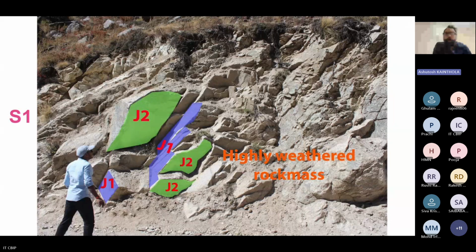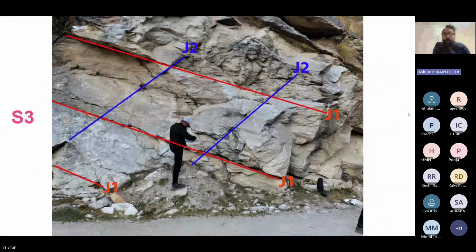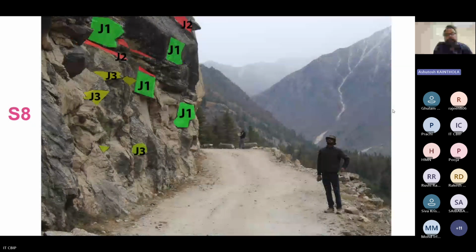Moving on to the next slide, please. Predominantly, we found three dominant sets of joints: J1, J2, and J3, dipping in a south and southward direction. There were other joints which were non-systematic, and they were also included in the analysis. But predominantly, there were three sets of joints, one of which was the foliation plane. Here you can see the foliation plane denoted as J1. Next slide, please.